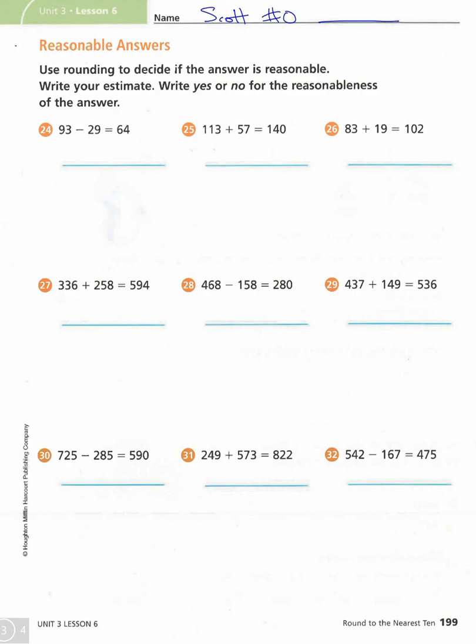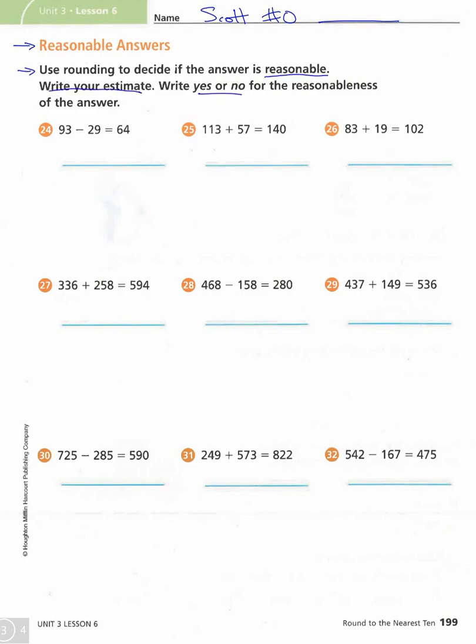All right, so on this page, we're looking at reasonable answers, and the directions say to use rounding. It doesn't tell us to round to the 10 or 100. It just says use rounding to decide if the answer is reasonable. Like, is it close enough? That way we could say, yeah, your estimate is a reasonable answer. And then it says to write your estimate and then write yes or no.